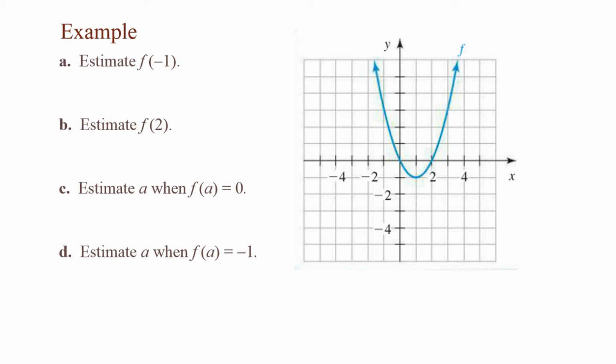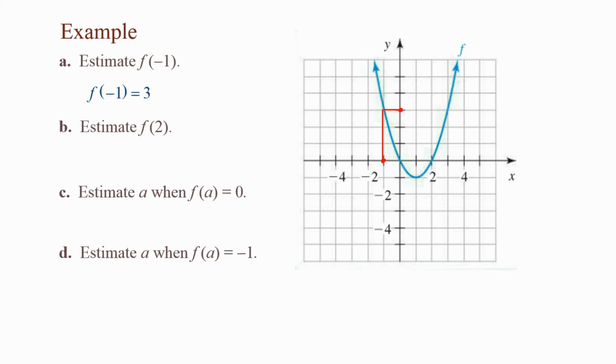In this example, we want to use the graph of the parabola to estimate the following. Part A, estimate f of negative 1. First, we find negative 1 on our x-axis. Then we go up to the curve, over to the y-axis. Our corresponding y value is 3. So f of negative 1 equals 3. For part B, estimate f of 2.